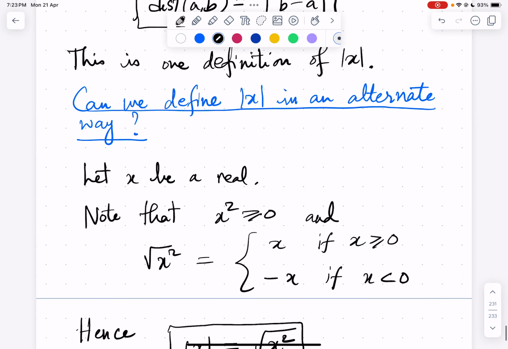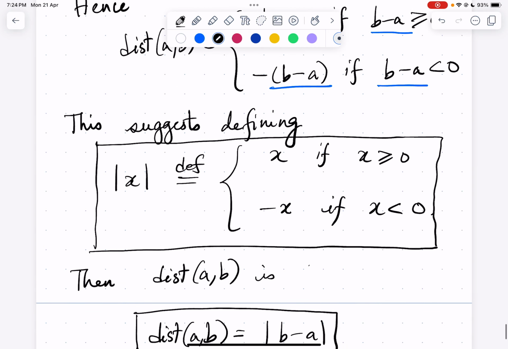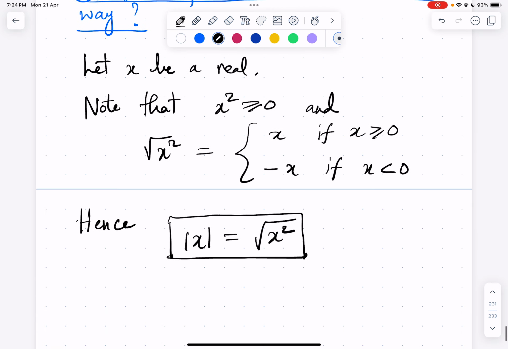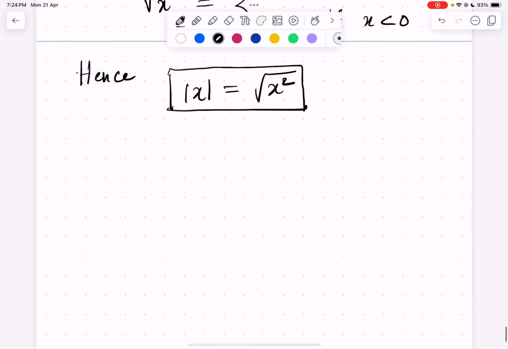So we have two definitions of mod x. One is this casework definition: mod x is x if x is greater than or equal to 0, and minus x if x is less than 0. And the same thing you can also write as mod x is square root of x square. Okay, so I think that's all about modulus. We'll see an example.